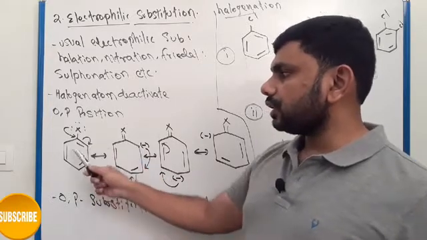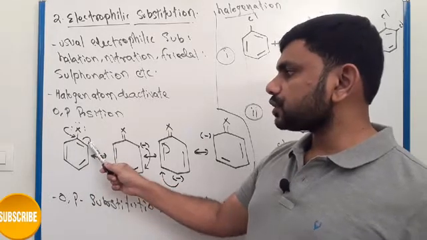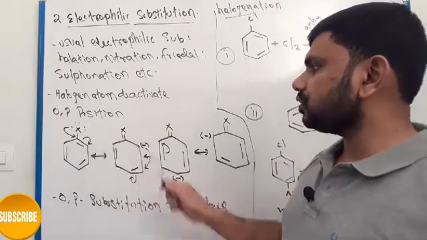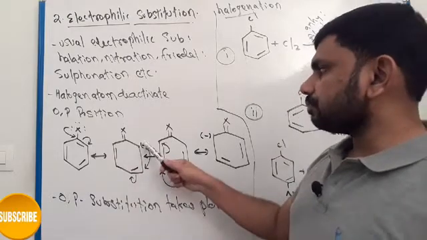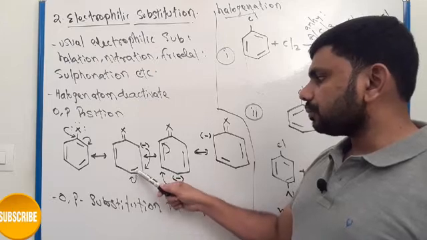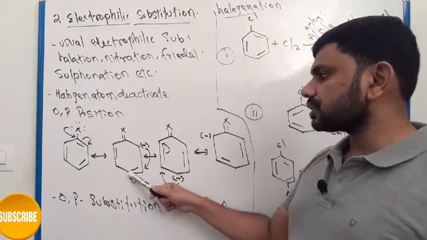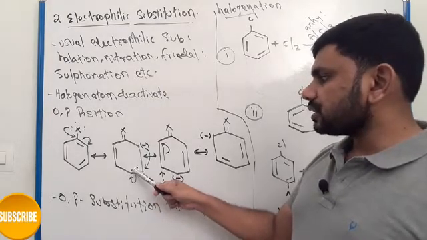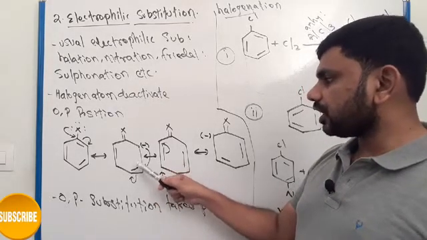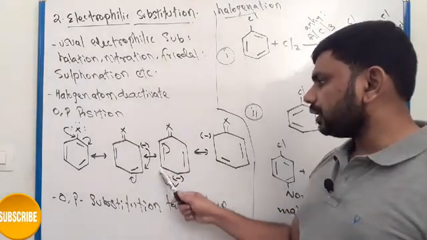That's why what happened here: this double bond will shift to this position, and this position gets a negative charge. Next step, this negative charge will go to this carbon, and this double bond, meaning this electron pair, will go to this carbon. So this double bond will shift back, and this carbon gets a negative charge. The same thing happens here also.